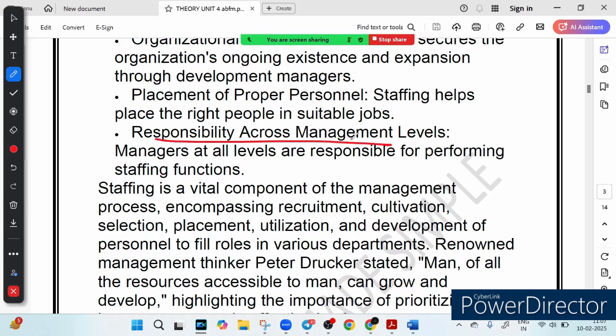Then we have responsibility sharing, right? Every manager, whether junior or senior, is responsible for a staffing function. So whether it is a junior manager or a senior manager, everyone is responsible for a staffing function.